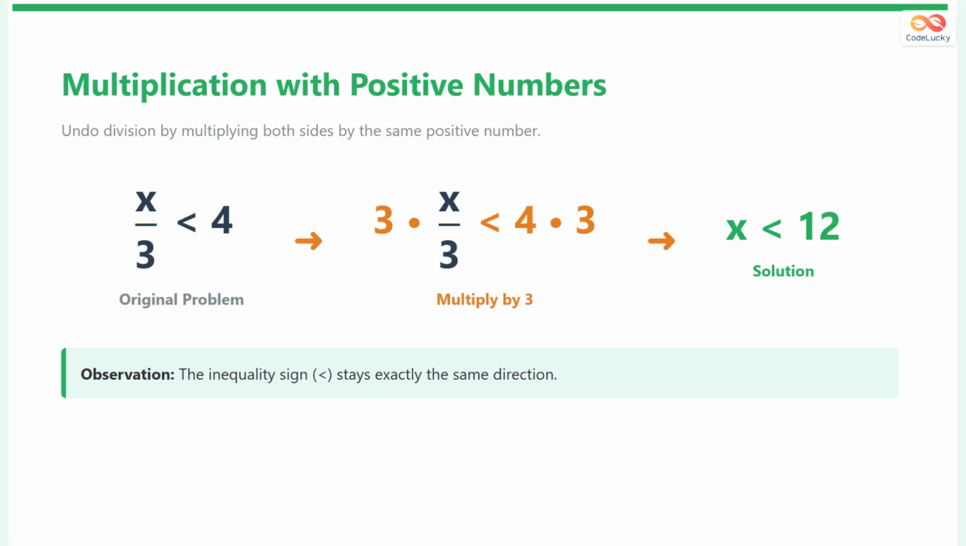First, let's look at multiplication with positive numbers. In this example, x divided by 3 is less than 4. To undo the division, we multiply both sides by positive 3. Notice that when we multiply by a positive number, the inequality sign stays exactly the same. It does not change direction. The solution is x is less than 12.